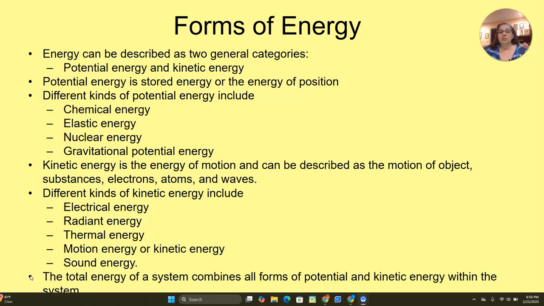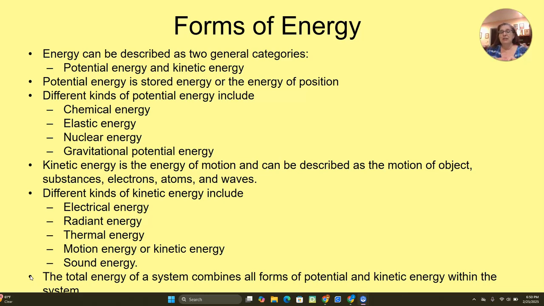And we can use kinetic energy when we talk about the kinetic energy of objects, like any sort of substance, a ball, or a car, but also we can talk about kinetic energy of things like electrons or atoms or waves like ocean waves. So kinetic energy is the energy of motion. So we're dealing with when things are moving. So there are different types of kinetic energy, and we're mostly going to think of kinetic energy as this motion energy.